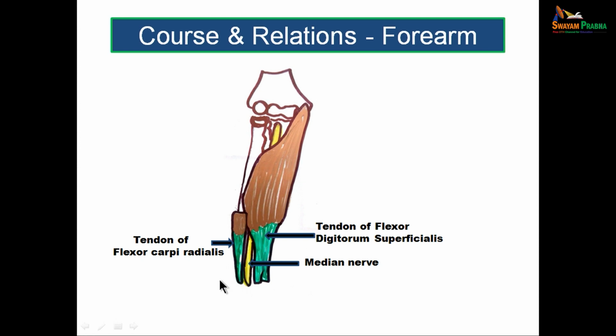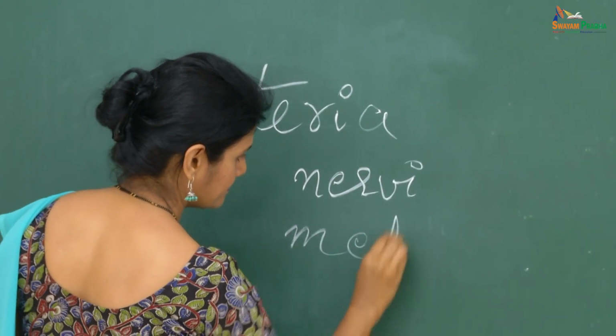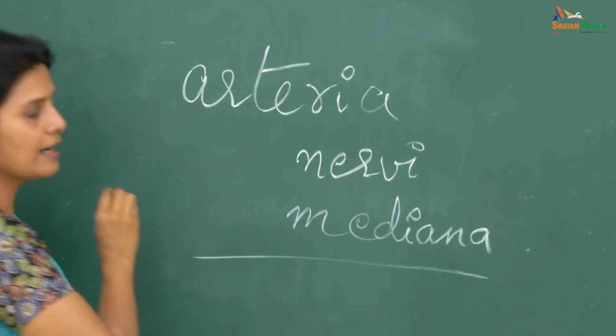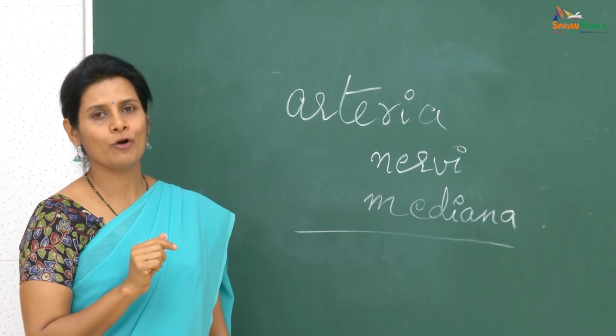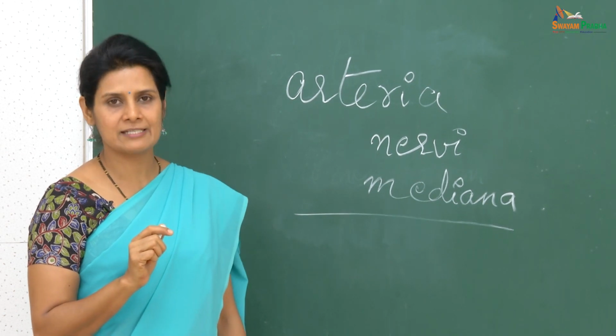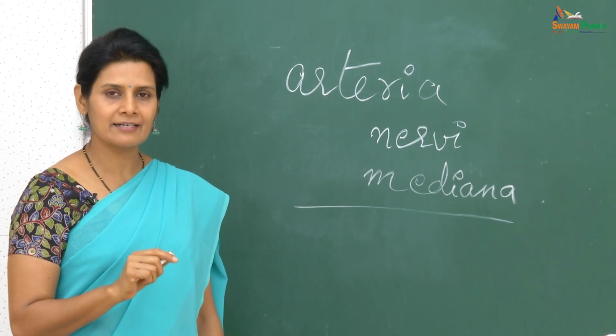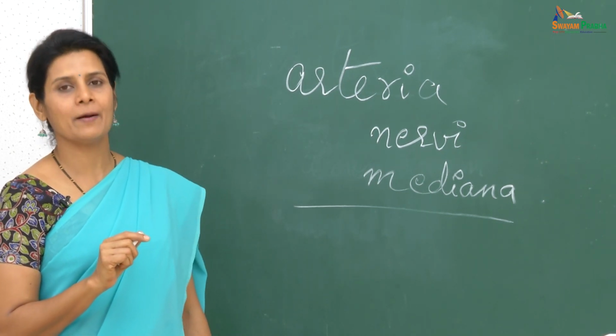Which artery accompanies the median nerve? The artery accompanying the median nerve is a branch coming from the anterior interosseous artery, and this artery will be called arteria nervi mediana. This arteria nervi mediana is a branch of the anterior interosseous artery. It is going to accompany the median nerve for some distance, and then it is going to end in the substance of the median nerve. This artery is a remnant of the axis artery of the upper limb.